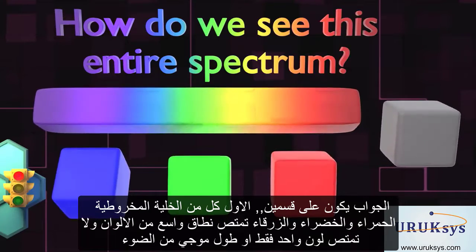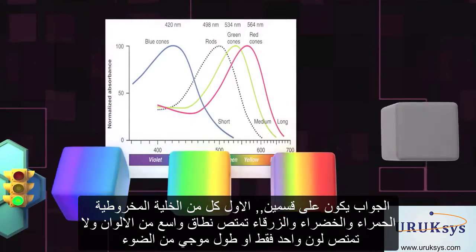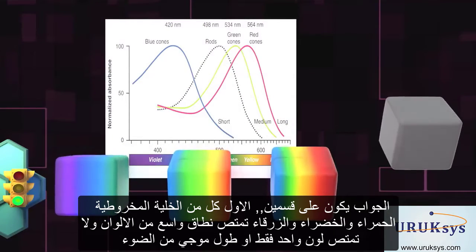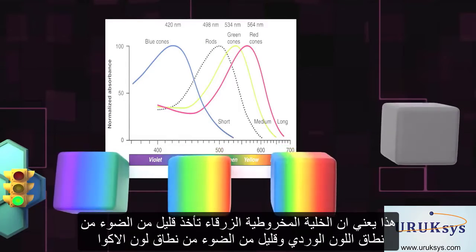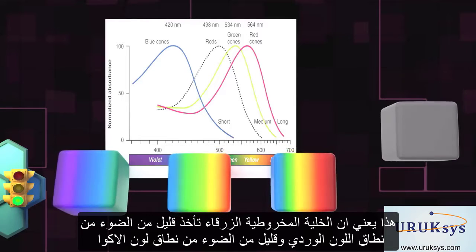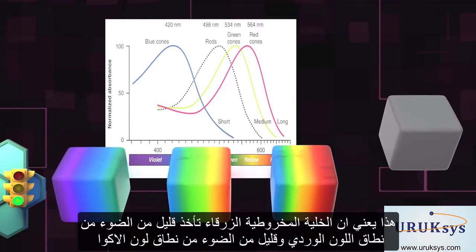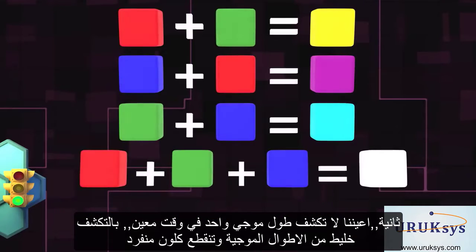The answer is in 2 parts. First, each red, green, and blue cone absorbs a range of light, and not just a single color or wavelength of light. This means that the blue cone picks up a little light in the purple range as well as a little in the aqua range. Second, our eyes don't detect just a single wavelength of light at a time, but rather a mix of wavelengths, and this mix is interpreted as a unique color.